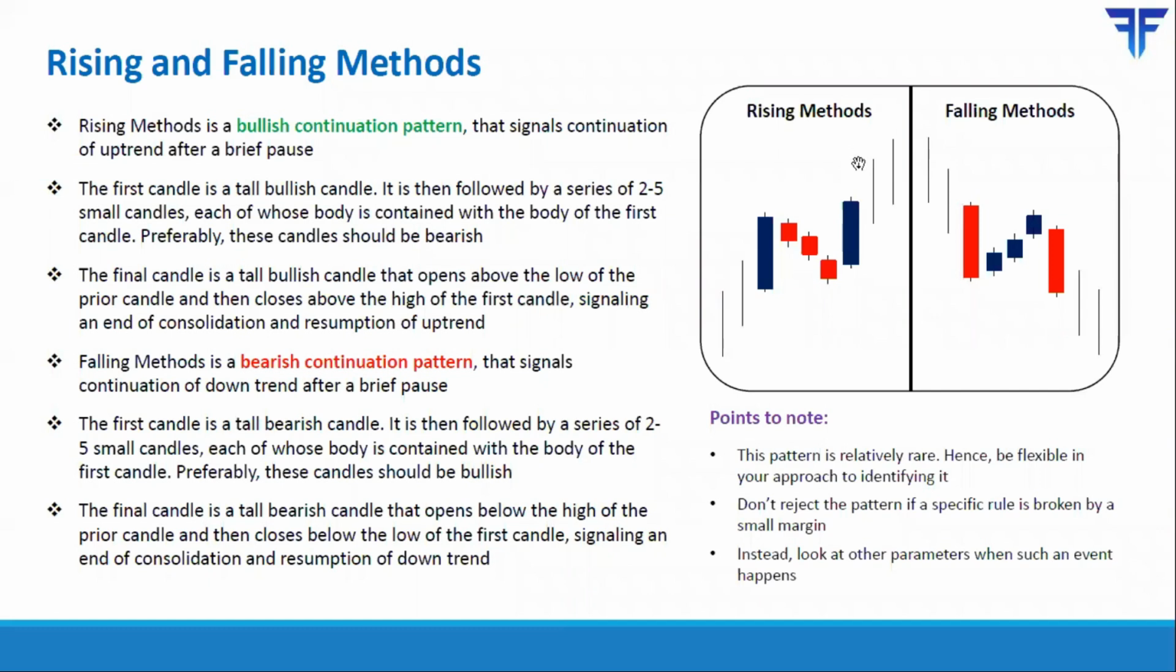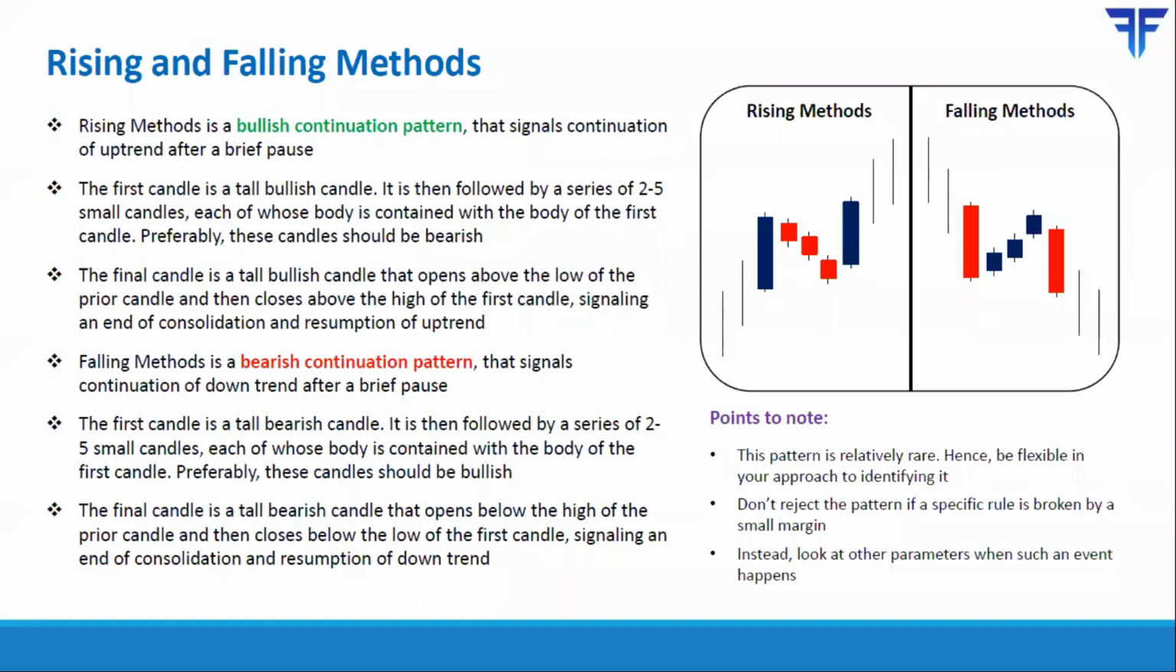How you trade a rising method is, once the high of the final bullish candle is broken, you place a buy order and you keep a stop loss below the low of the first candle, which is this. So as long as the low of the first candle is not broken, the uptrend should continue.